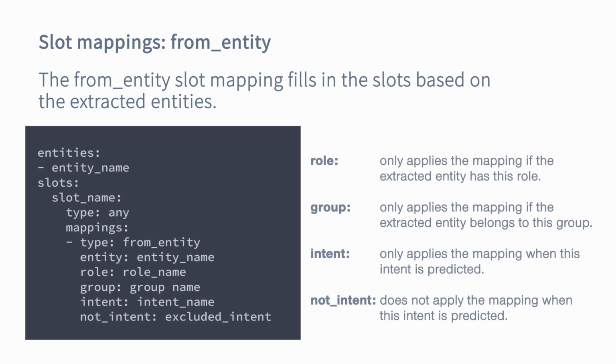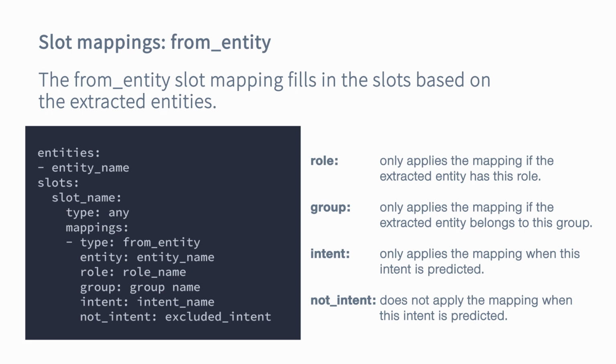This slot mapping fills in the slots based on the extracted entities. So for example, if you have an LU model that is trained to extract entities, you can use from entity slot mapping to fill in the slots using the values of extracted entities. When using the slot mapping, you can configure some additional parameters.